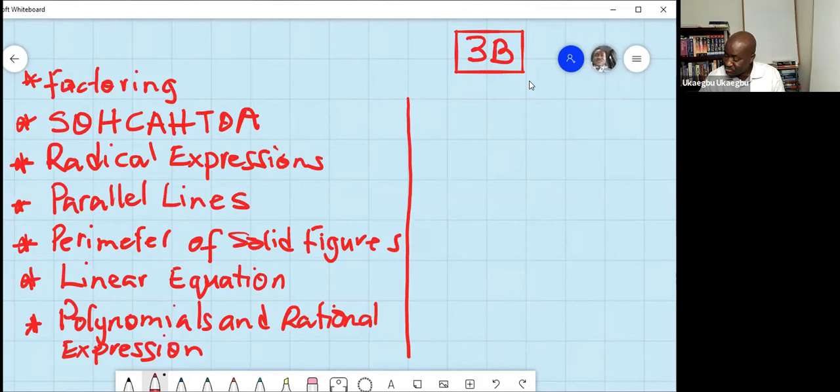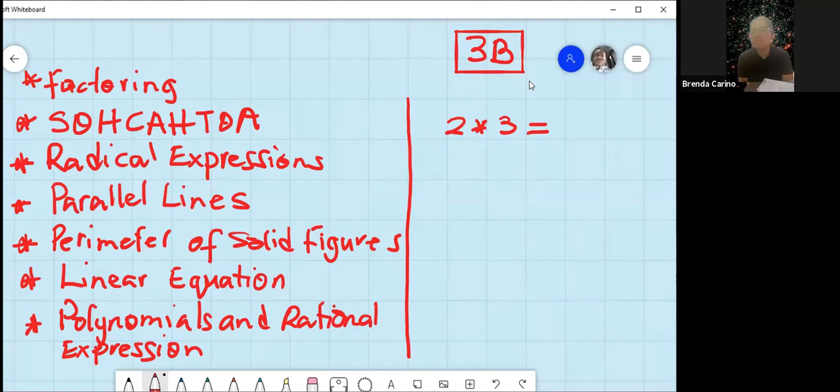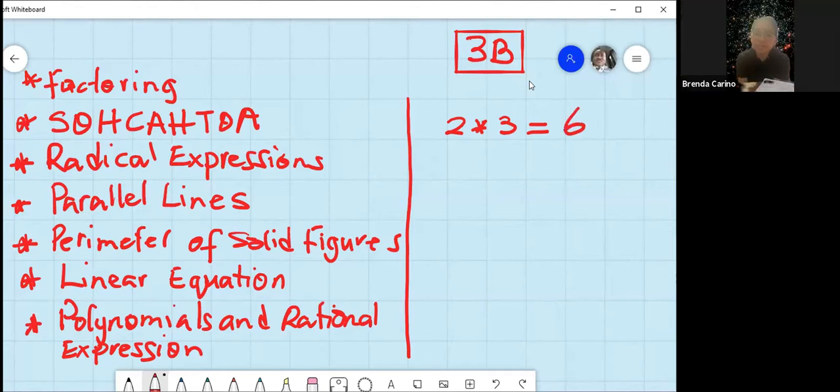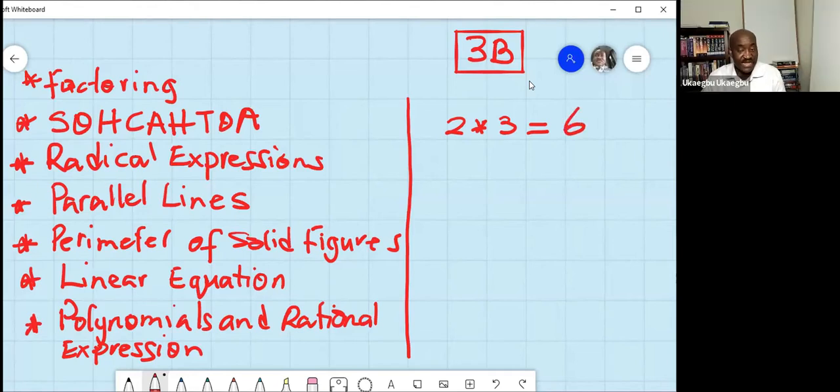If I say 2 multiplied by 3, what would that equal to? A product. Okay, so the 2 times 3 is what? What's the solution? 6. Okay, so now 2 and 3 are the factors. 6 is actually the product. So factors are just 2 numbers you can multiply in order to get another number.